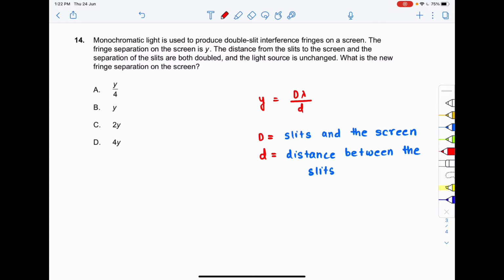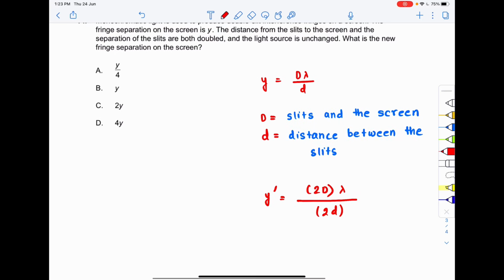Now what is happening? The distance from the slits to the screen and the separation of the slits are both doubled. So now the D is becoming how much? 2D, right? The distance between the slits and the screen is doubled. λ remains λ. So this is y dash, the new separation. Now what is small d? Small d is the distance between the slits. The distance between the slits is also doubled. So this is equal to 2d, right?